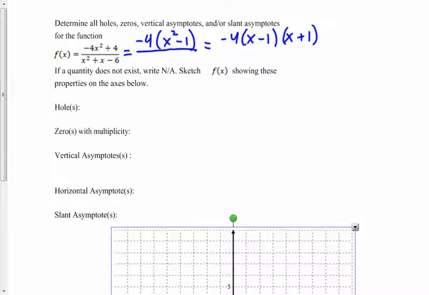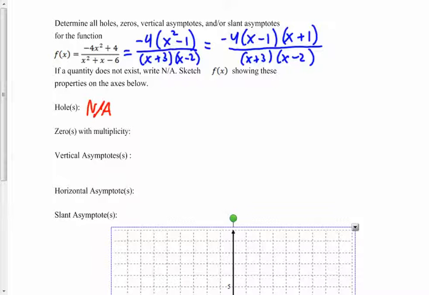The denominator is a quadratic. The product should be negative 6 for the factors, and the sum is positive 1. So x plus 3 times x minus 2 should factor the denominator completely. Now that we have it completely factored, we can look for the properties. We always check for holes first. Holes occur when we have the same factor in the numerator and denominator. In this case, all of these factors are different, so we have no hole in this graph.